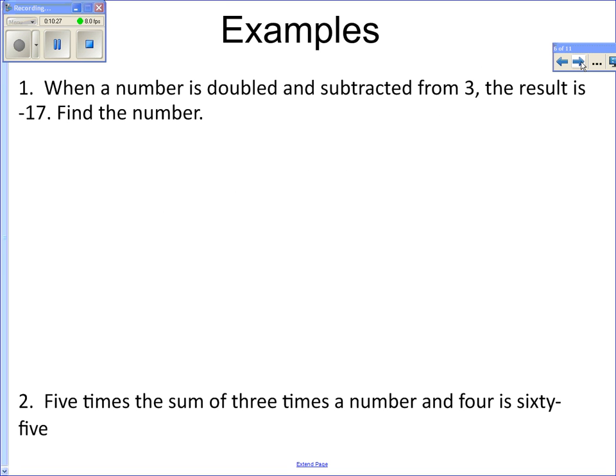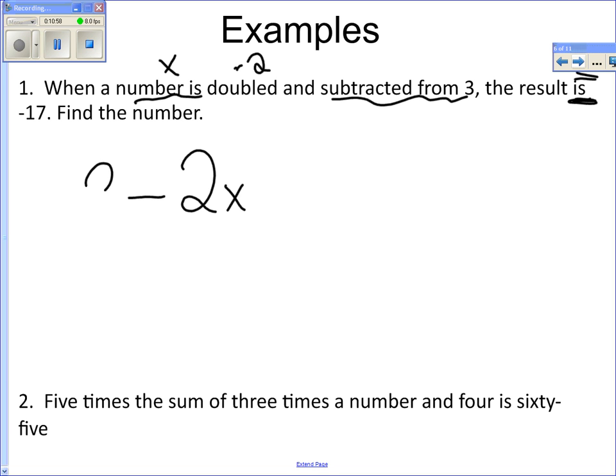Okay, so let's just try 2 examples. And we want to solve these. When a number is doubled, so we don't know what the number is, so I'm just going to write x. And remember, doubled just means multiplied by 2 and subtracted from 3. The result is, so there's our is, that equal sign, negative 17. And they're telling us to find the number. So I first have to take my number and double it. And then remember, I'm subtracting that whole thing from 3. So I have 3, and then I'm going to subtract 2x from it. And I'm going to then set that equal to negative 17.